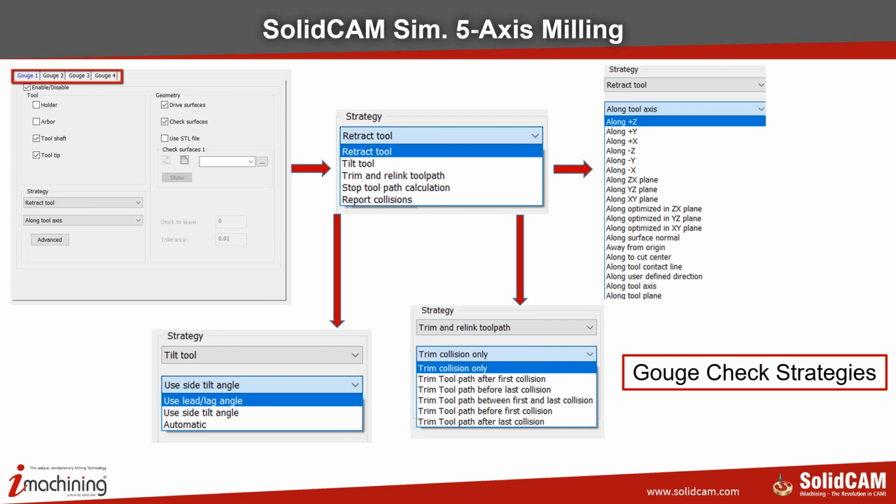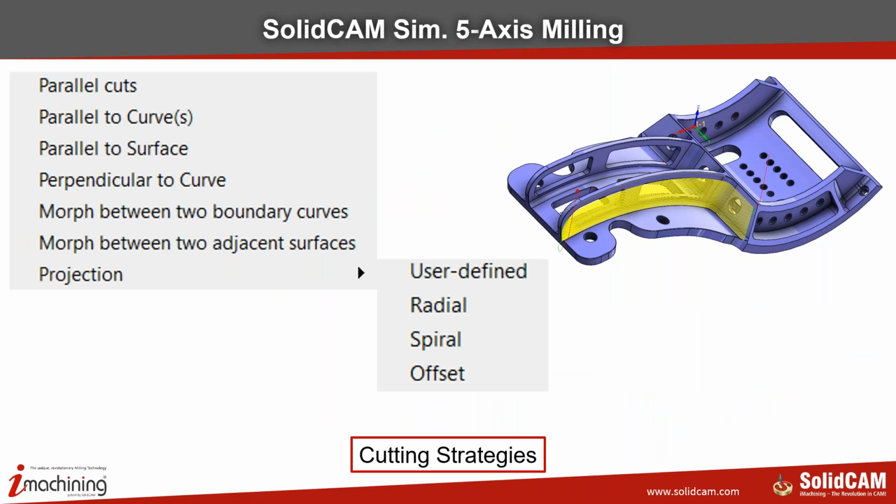Again, we have tons of different methods of gouge check. One of the most important aspects of gouge check here is that in SolidCAM, you can put 4 different reactions to a particular gouge. For example, if I go back to this particular part, you can see the part on your screen on the right-hand side. I have some surfaces here, some surfaces here, some bottom surfaces. Now I can put a different reaction to each group of surfaces, different reactions if it finds a collision.